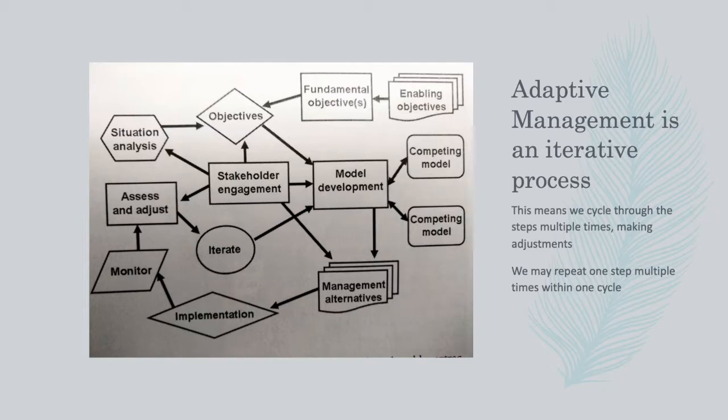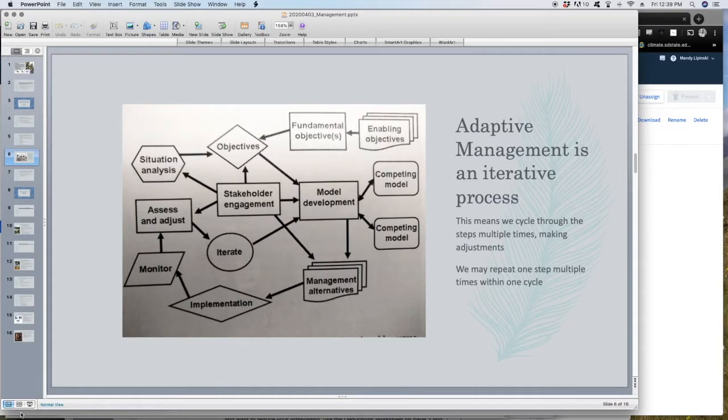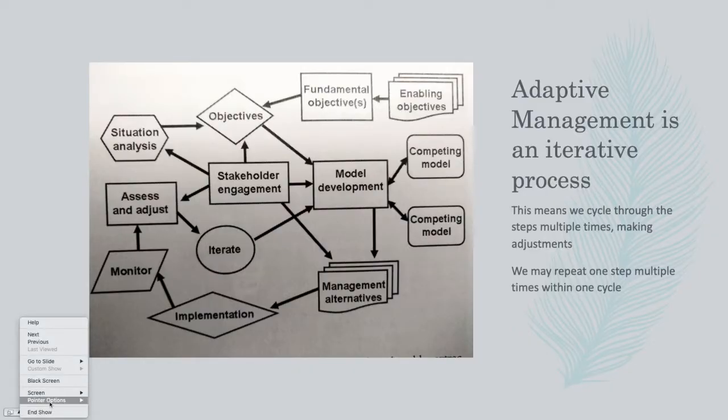So, for example, we have a square here. Let me see if I can get this so I can draw. Maybe, there we go. So stakeholder engagement right here in the middle. And we might do that multiple times. We might cycle through that multiple times. We might have stakeholder engagement and model development, and then we might go back to stakeholder engagement again, and we might adjust our model, right? So it really is a cycle process.